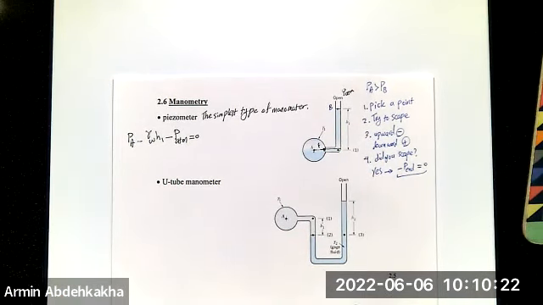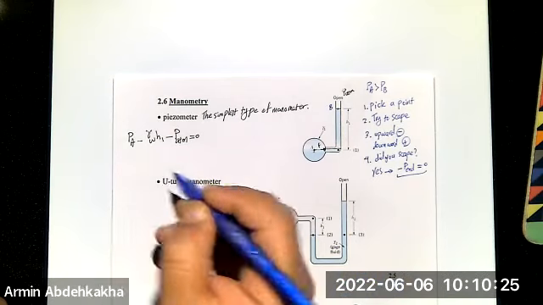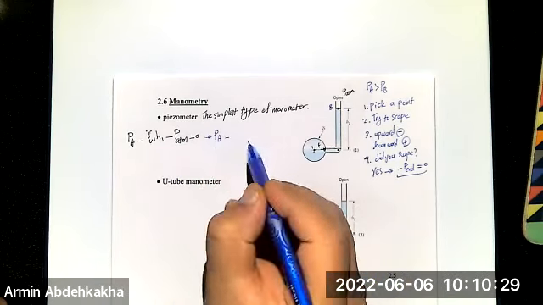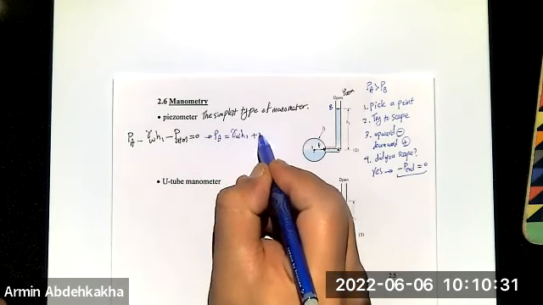That's a general equation. So now you want to find what is the pressure at A. Pressure at A is gamma water H1 plus P atmosphere.